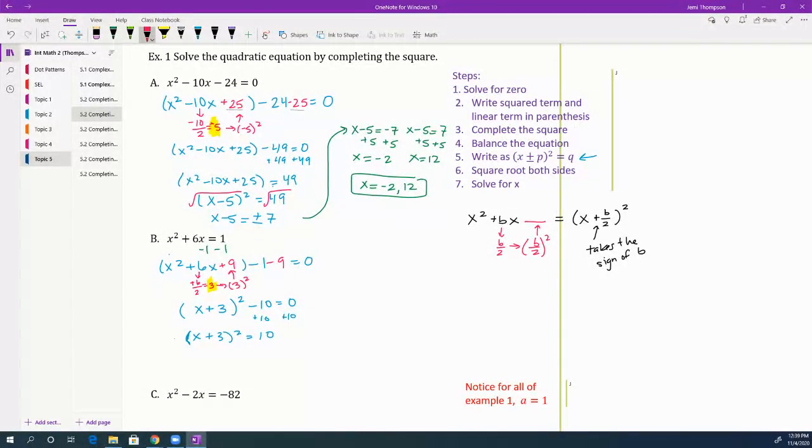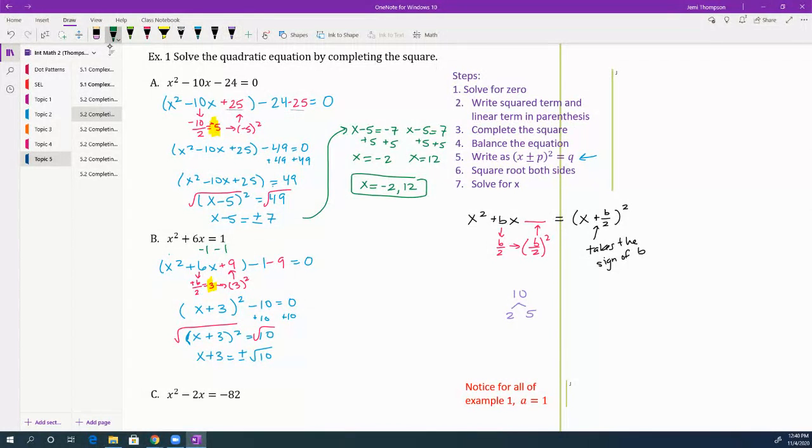All right, so I'm going to take the square root of the left side and the square root of the right side. Square root of x plus 3 squared gives me x plus 3. And then the square root of 10, I'm going to get plus or minus square root 10. Oh, what is the square root of 10? Well, if I take a look at my factor tree and I try to factor that, I get 2 and 5. Nothing I can simplify.